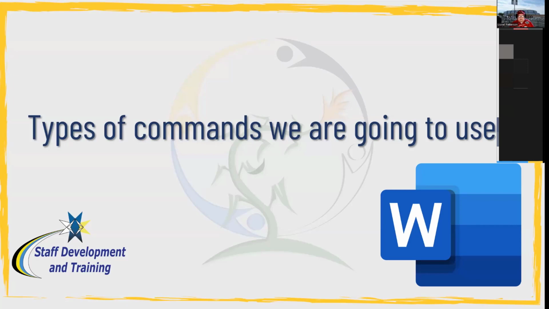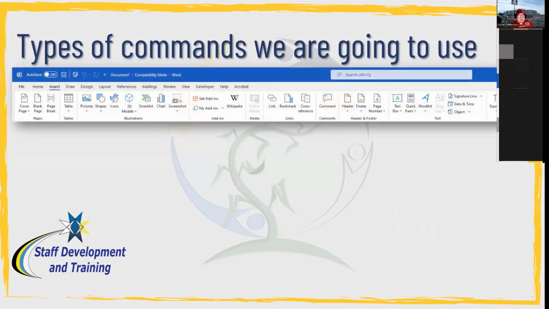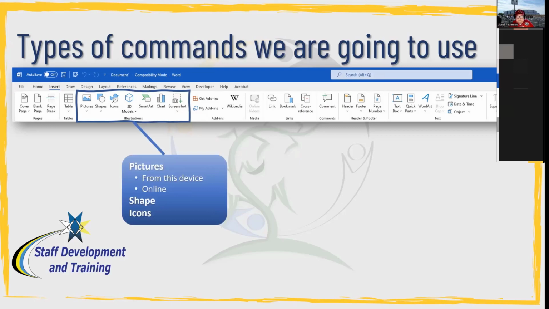So moving on to the next one, it's types of commands that we are going to use for the duration of this training. So here is our insert tab, and this is what is going to be expected with utilizing Microsoft Office 2021 version of Word. So you can see it's slightly different than the 2019 version. But with the 2021 version, the areas that we're going to focus on are your insert tab, under the illustration group here.